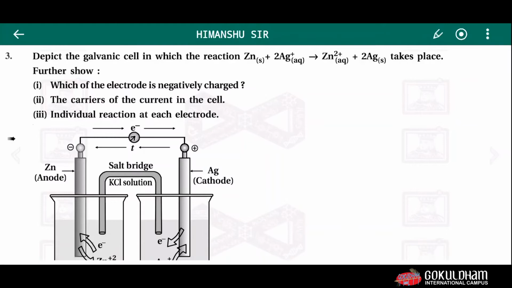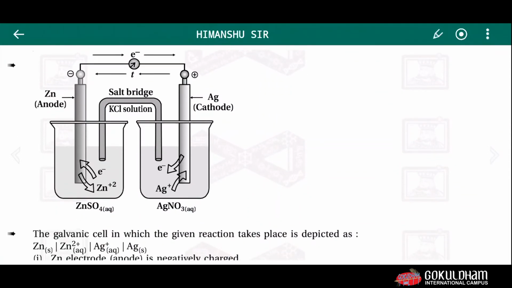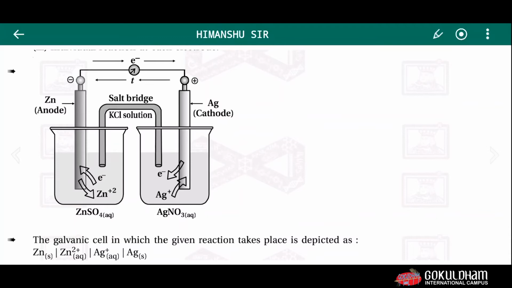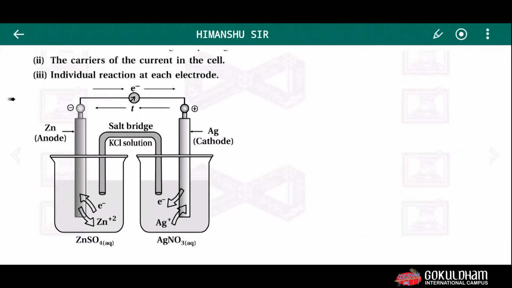Another question is the carriage of the current in the cell. We know that in the cell circuit the current flow is from anode to cathode, but in the outer circuit the current is in the opposite direction. So ions carry the current in the cell, and in the external circuit the current will flow from silver to zinc, meaning in the opposite direction.